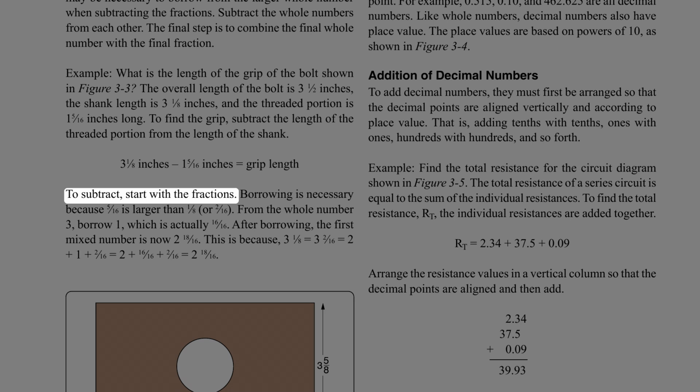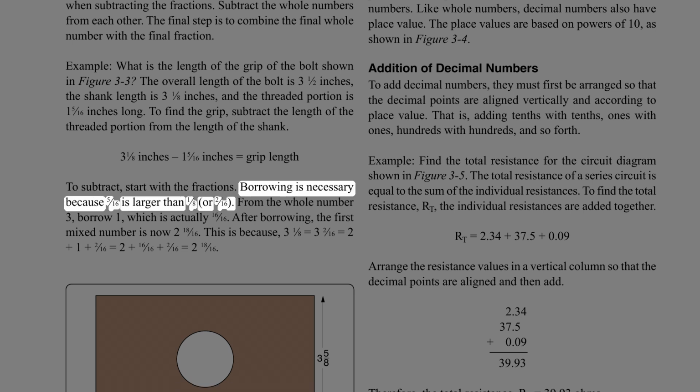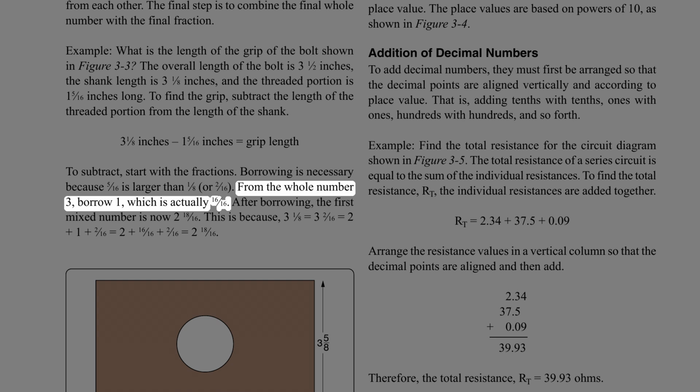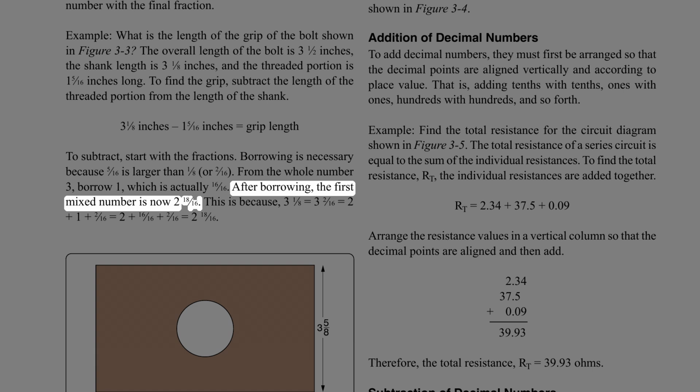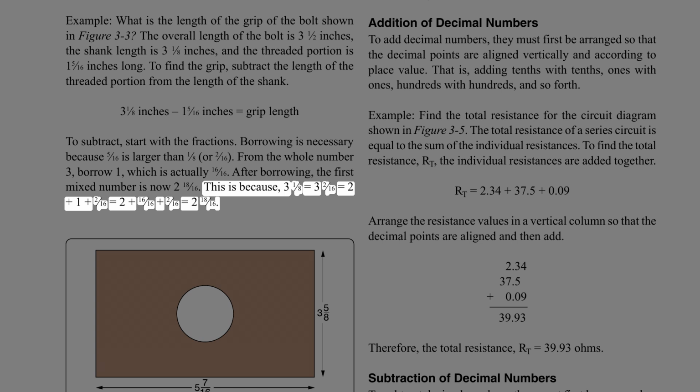To subtract, start with the fractions. Borrowing is necessary because 5/16 is larger than 1/8, or 2/16. From the whole number 3, borrow 1, which is actually 16/16. After borrowing, the first mixed number is now 2 18/16. This is because 3 and an eighth equals 3 and 2/16, equals 2 plus 1 plus 2/16, equals 2 plus 16/16 plus 2/16, equals 2 and 18/16.